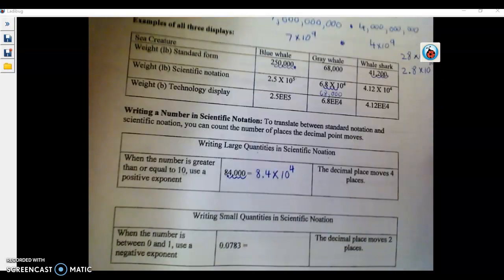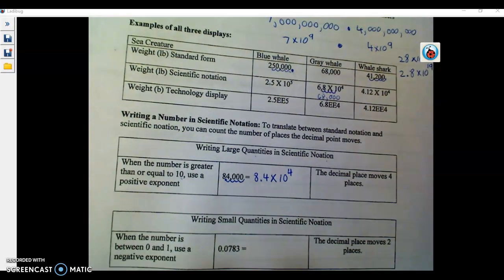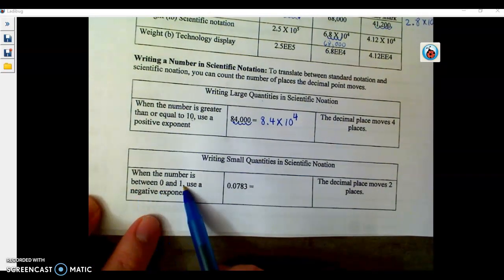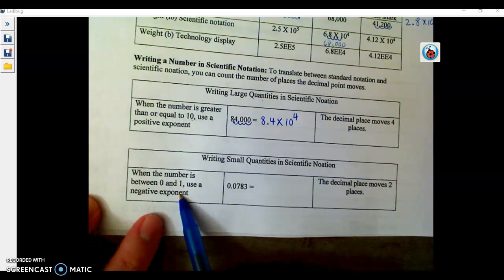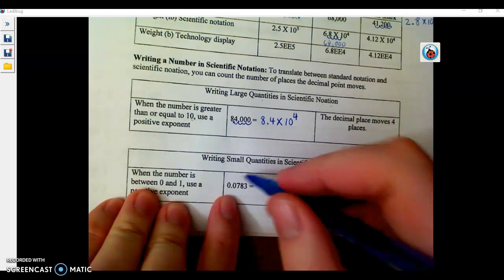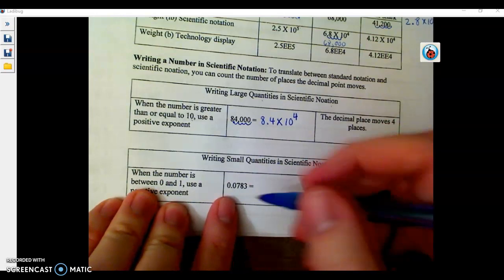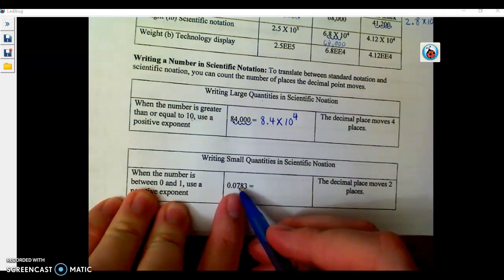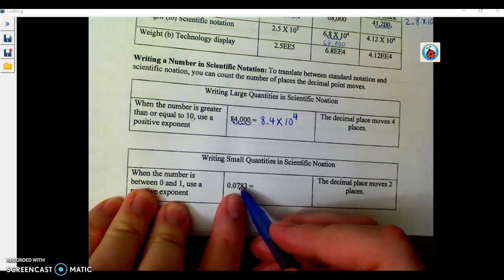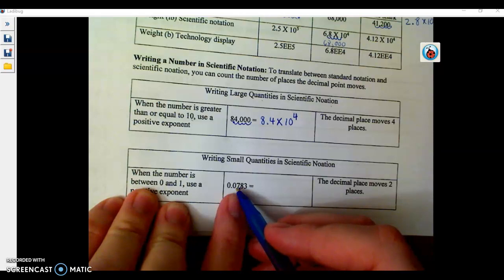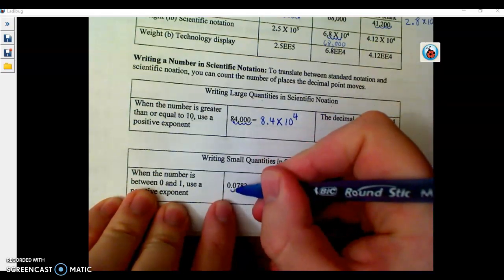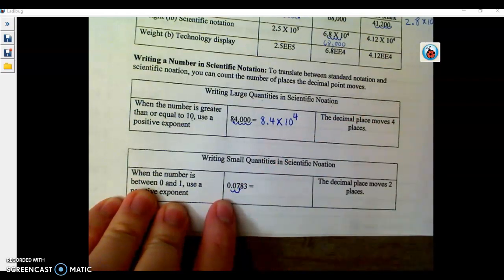Whereas when it comes to writing very small quantities in scientific notation, when the number's between 0 and 1, use a negative exponent. So, same idea. I want my new decimal point to be after the first number that's not a 0. So it's not going to go here. You go to the second spot over, the first number after 0. So, I moved my decimal spot 2 places there.